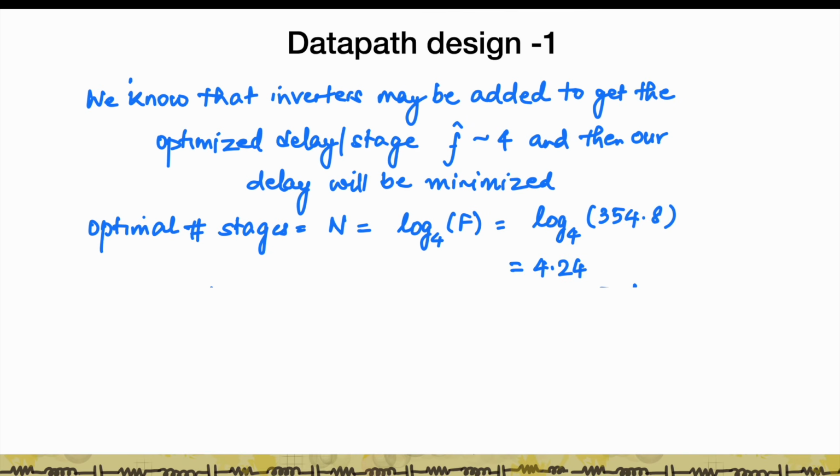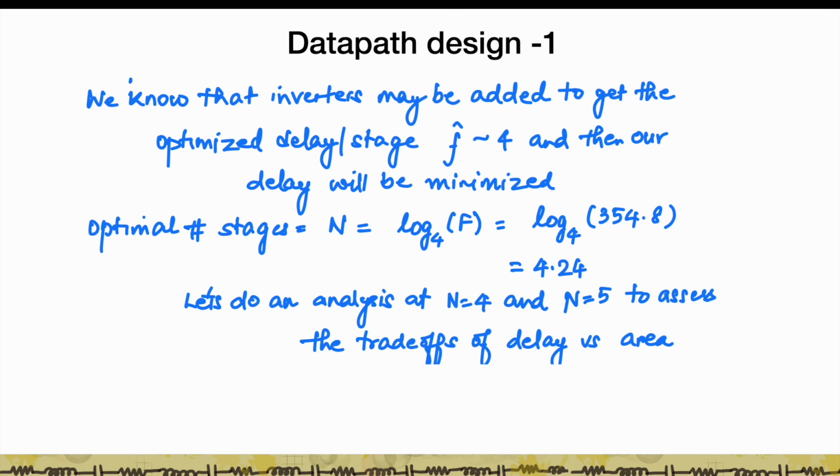So if I want to ensure that every F cap is close to 4, then the number of stages I need to find is basically log to the base 4 of F, which works out to 4.24, right? Which means that I can either add n equal to 4 or n equal to 5, right? Normally we would add n equal to 4, but in this case I just wanted to do both to show you what the impact would be on the delay and the area.